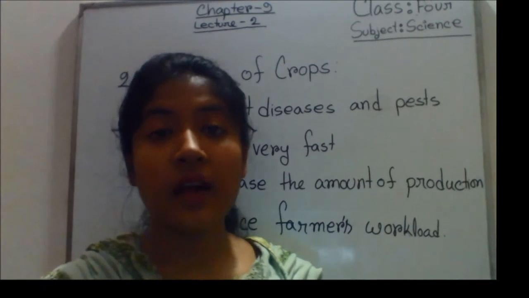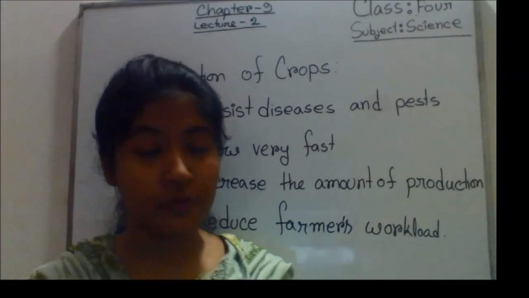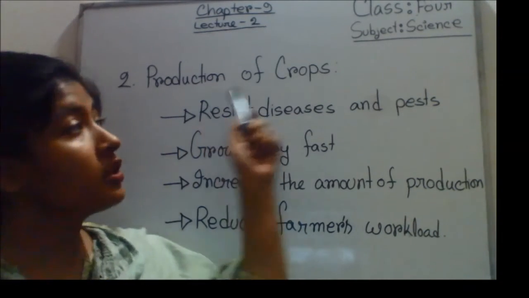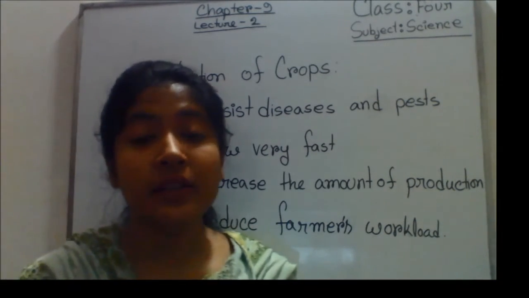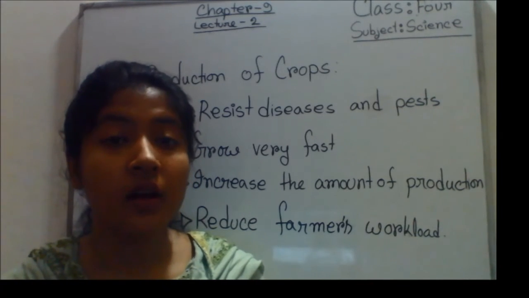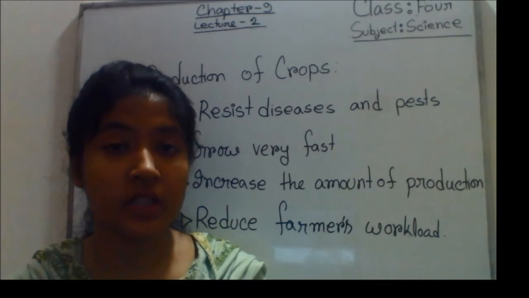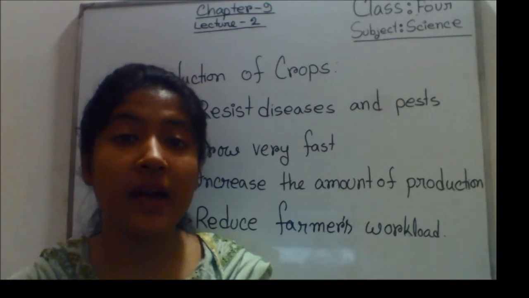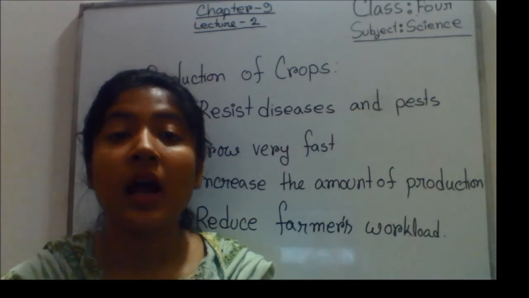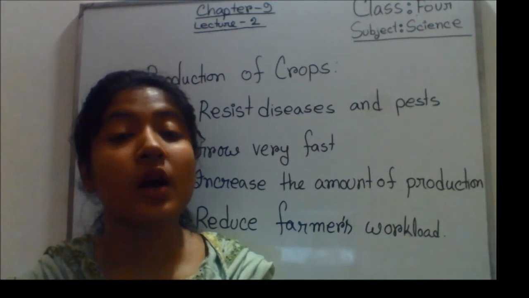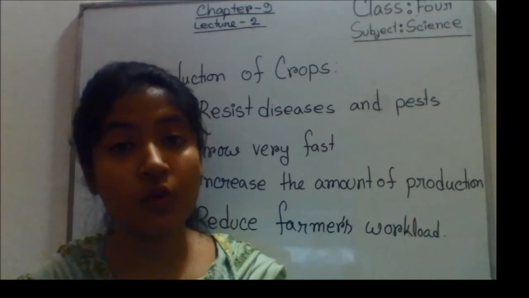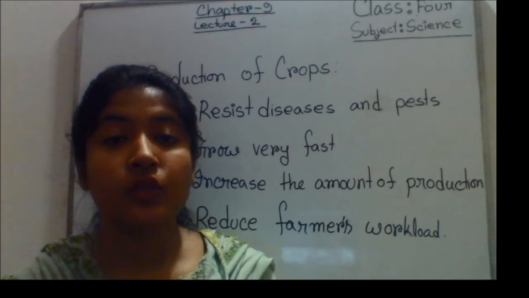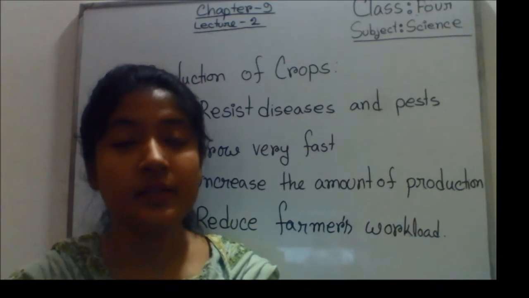So student, now we are going to discuss our second point. The name of our second point is production of crops. We use different types of agricultural technologies in our production, and we can create new plants which have some special qualities. If our farmers cultivate those plants which have special qualities, then it will benefit them. So now let's have a look at those points.